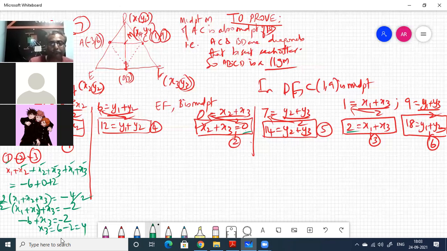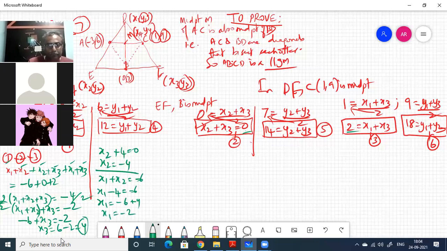Then what you can do? x2 plus x3 is equal to 0. So x2 plus 4 is equal to 0, so x2 is equal to minus 4. Now you have got x2 also. Let us take x1 plus x2, which is equal to minus 6. Now x1 minus 4 is equal to minus 6, so x1 is equal to minus 6 plus 4, x1 is equal to minus 2. So x2 is equal to minus 4, and x3 is equal to 4.